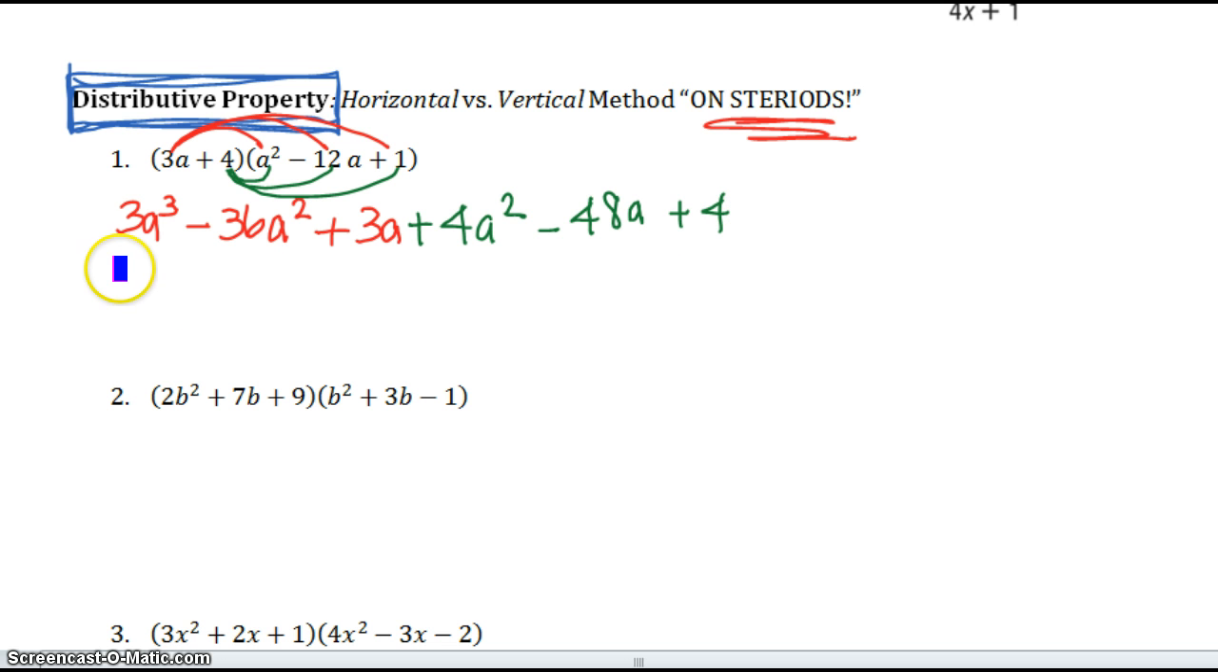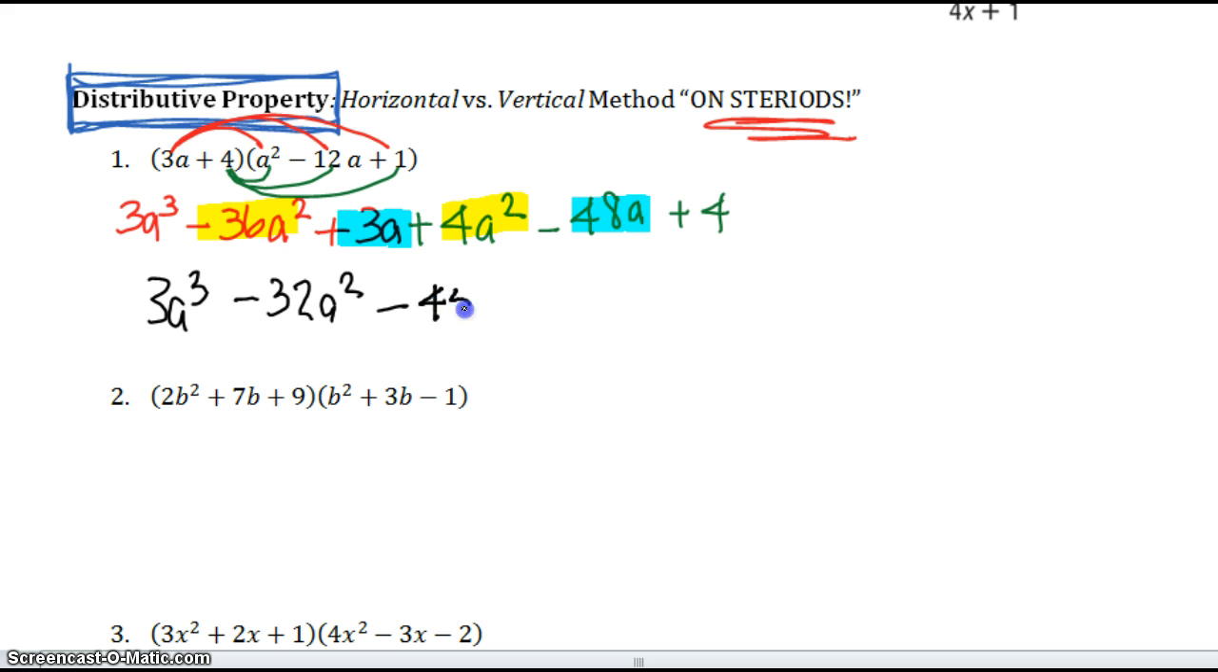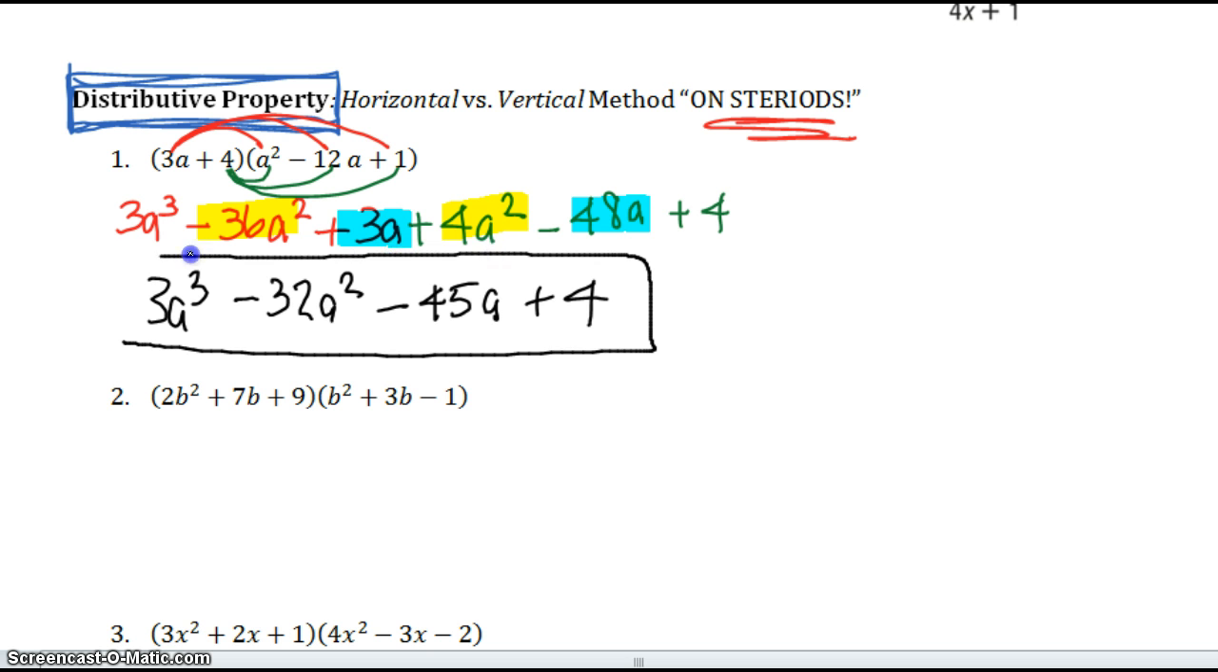So let's highlight our like terms. There's no other 3a to the third. There's no other a to the third, but here's a squared and a squared. And here's a, and then there's no other constant. So our final answer is 3a to the third, negative 36a squared plus 4a squared leaves us with a negative 32a squared. 3a minus 48a leaves us with a negative 45a, and then the positive 4 is all alone, and that is your simplified distributive property.